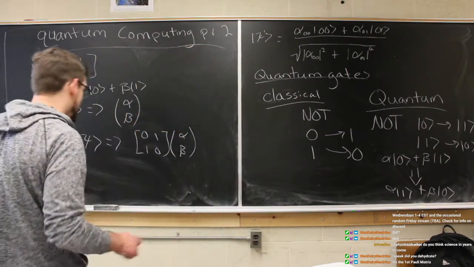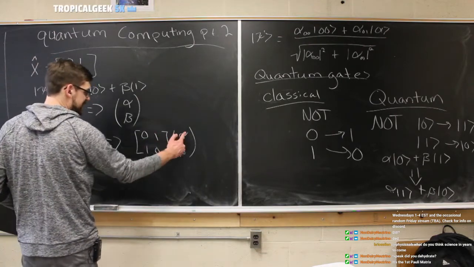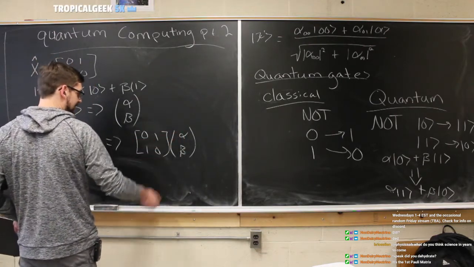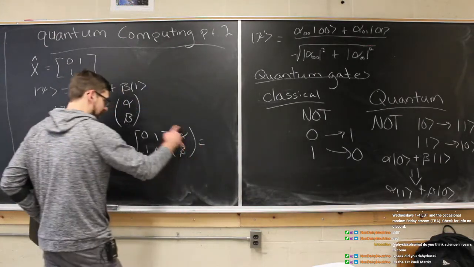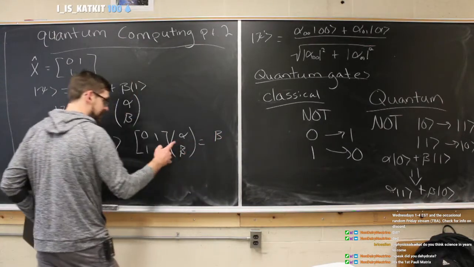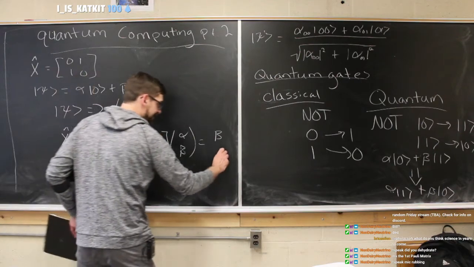Okay, if we do some matrix multiplication, we take this vector and multiply it by the top row here, and we'll get beta. And then we'll multiply it by the bottom, and we'll get alpha.